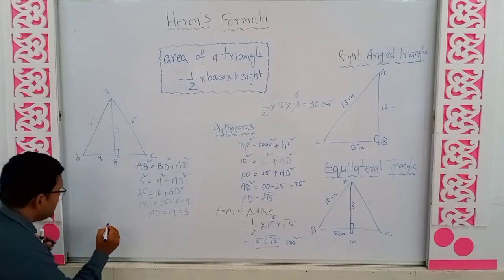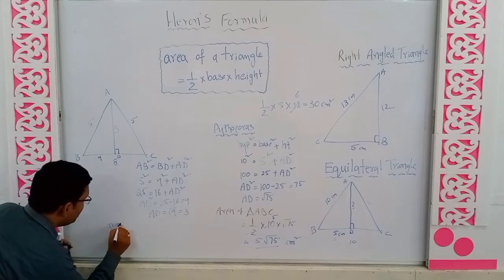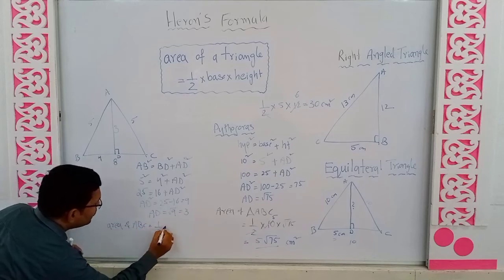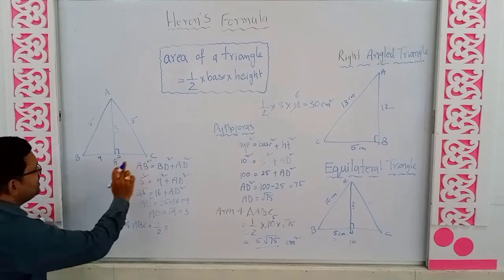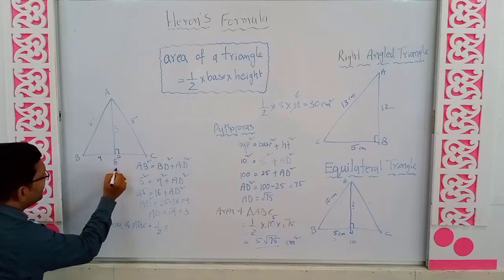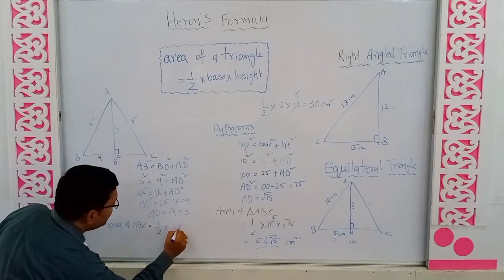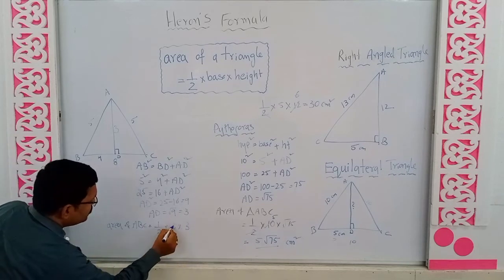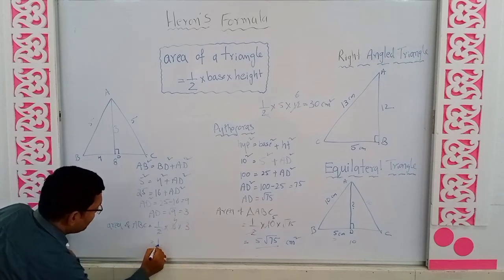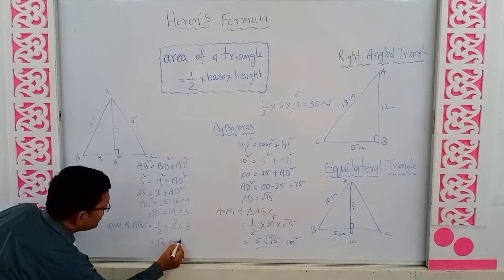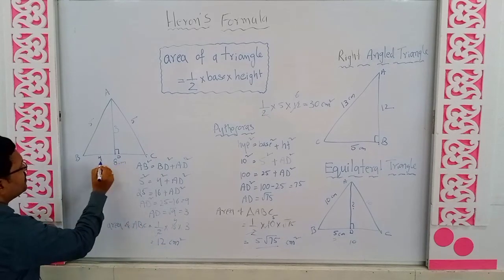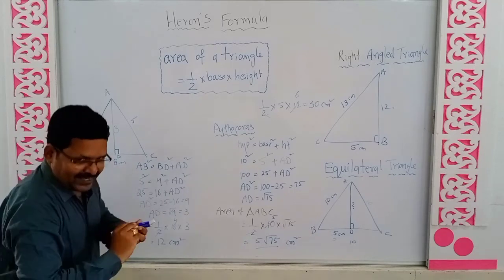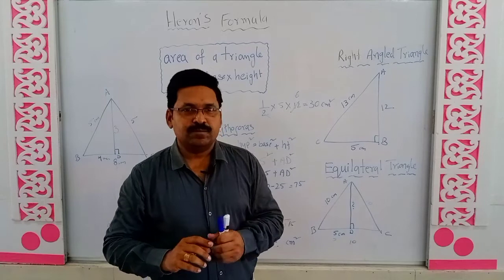So let me tell you the area of ABC. Half into what is the base? BC. What is BC? 8, already given. 8 into what is the height? 3. Very good. 2 into 4, 4 3s are 12. 12 centimeter square. These are all centimeters and centimeter square. Got it? Very good.